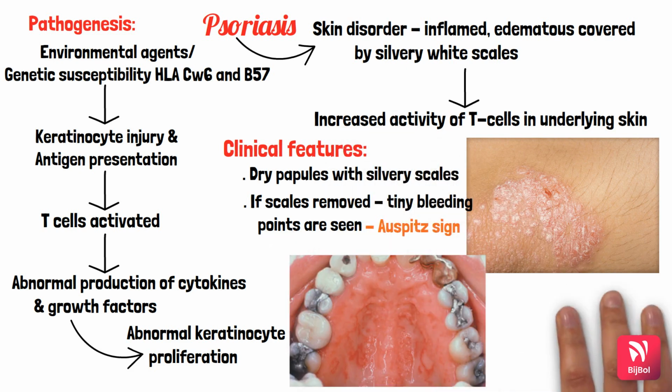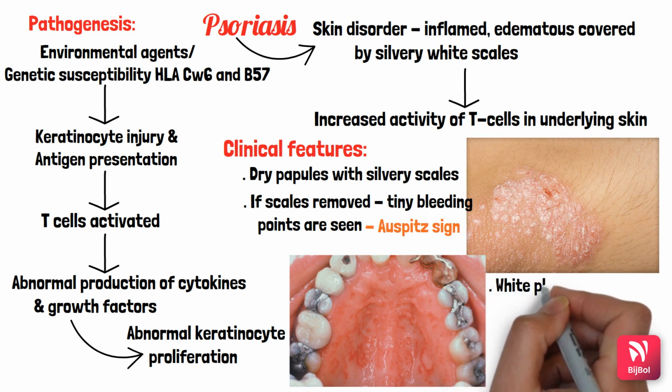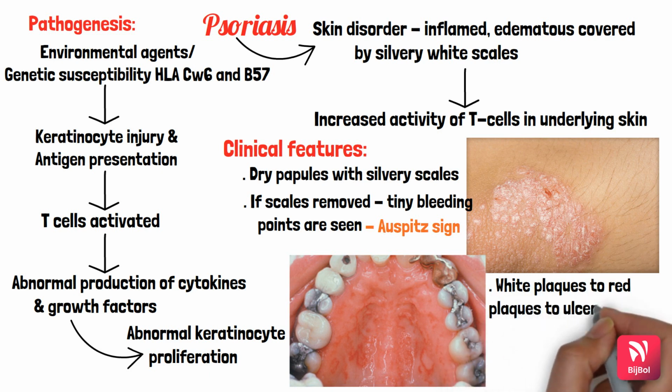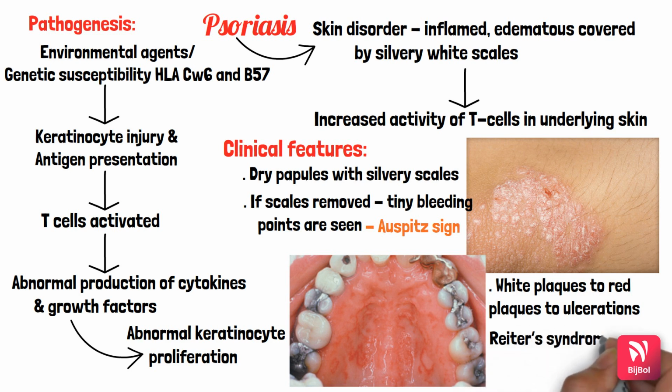And what will be the oral manifestations here? Usually oral manifestations are very rare, but if they occur, they will range from white plaques to red plaques, and sometimes they might result in ulcerations also. As you can see here, the palate is involved. There are some white plaques as well as ulcerations here. These are called psoriasiform lesions, which are even seen in Reiter's syndrome as well as benign migratory glossitis. So this is about the clinical features of psoriasis as well as pathogenesis.